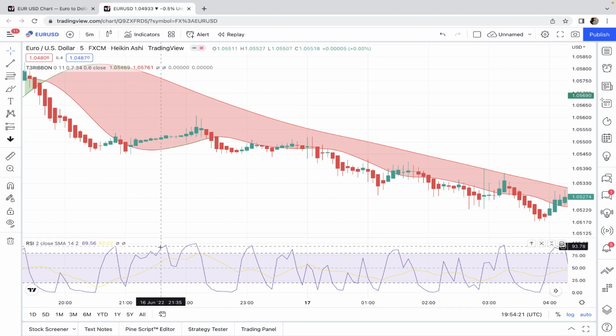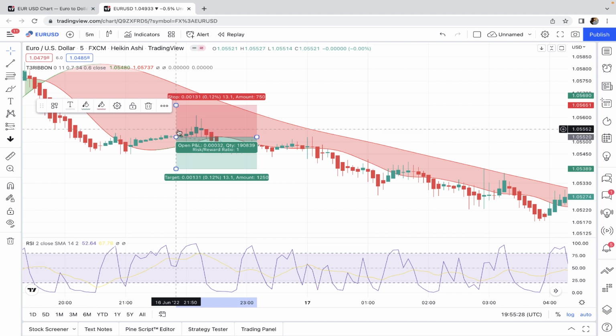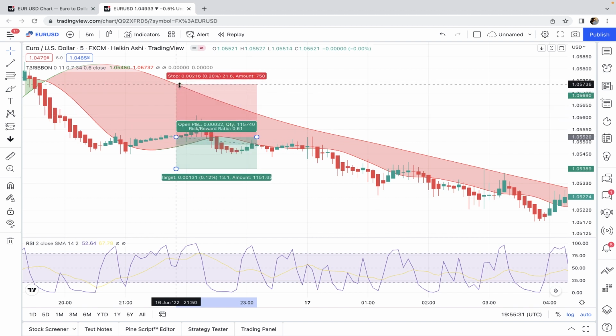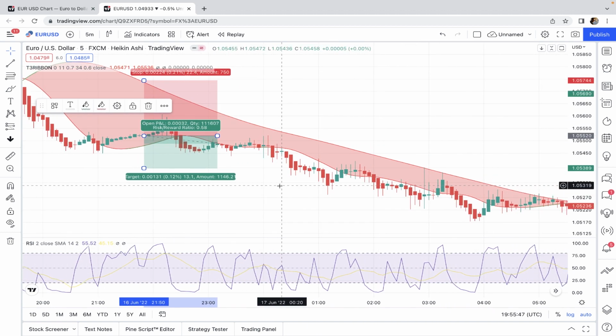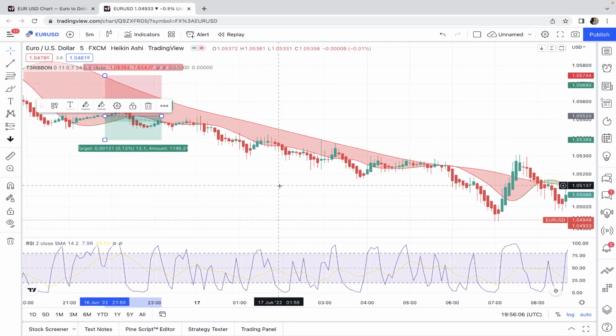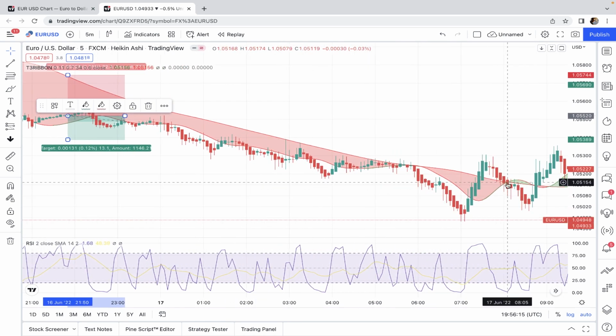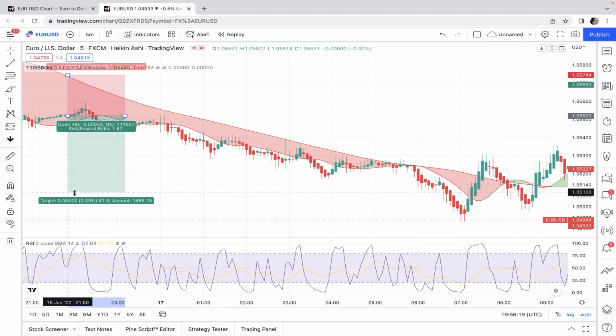Here again, the RSI went above 80 and crossed below the line at this point, which gives us a signal for opening a short position. So we can enter a short position here as the new candle opens. The stop loss for this trade is placed above the wave, and the profit target is when the wave changes color at this point. So we can take our profit here when the price reaches this level.